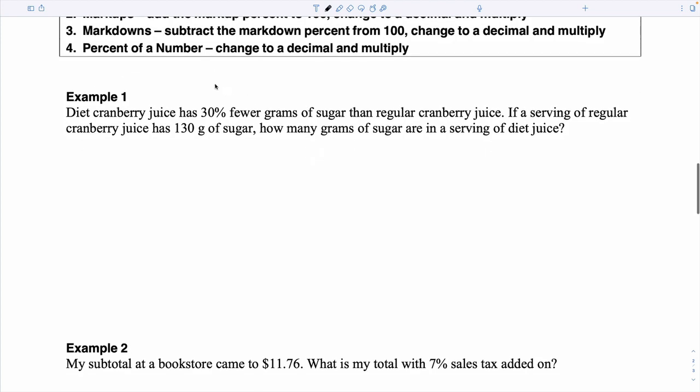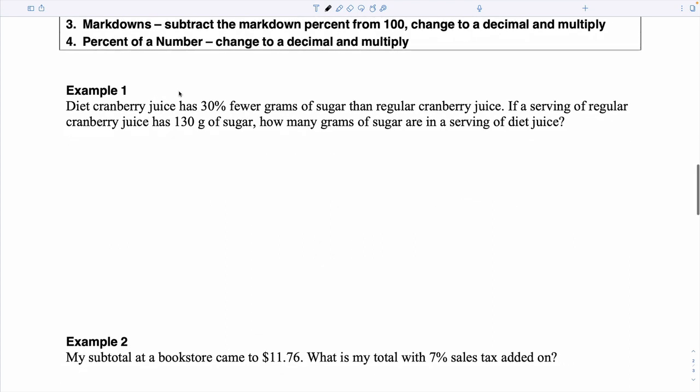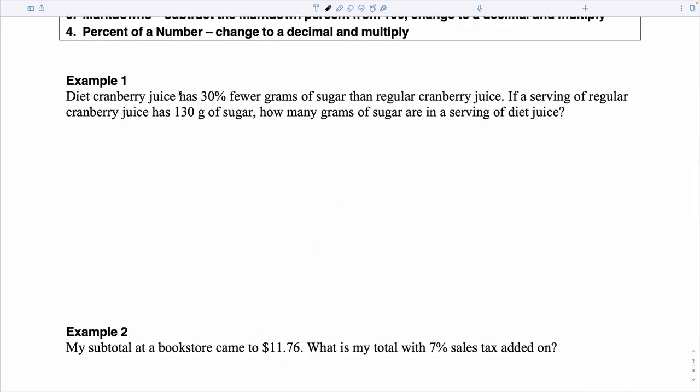Today's lesson, I'm really focusing on the first 2, markup and markdowns. You won't see percents today. Example 1, read it for me, please. Corbin, diet cranberry juice.